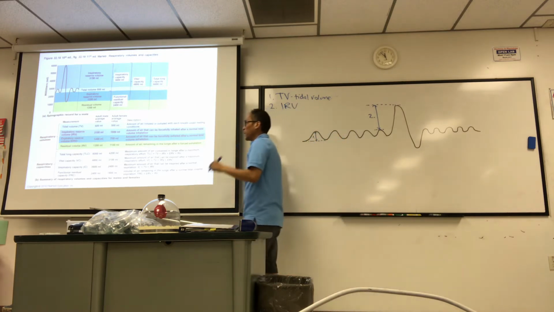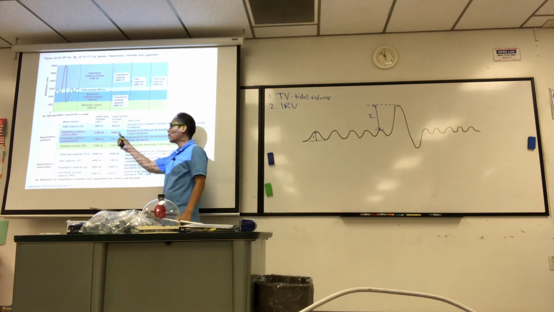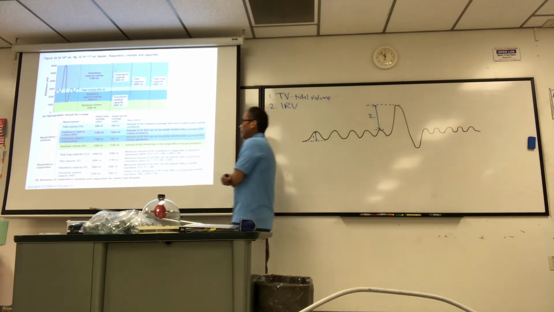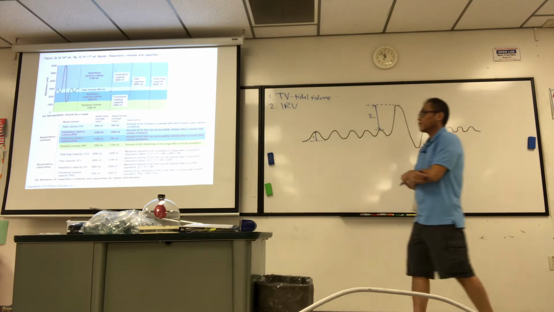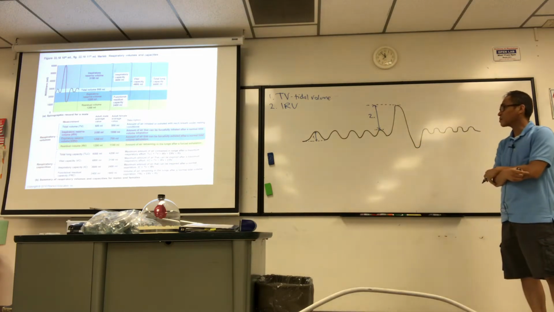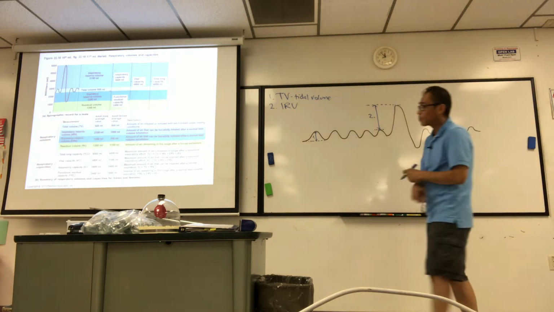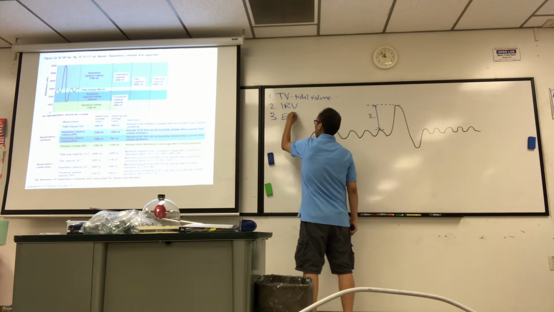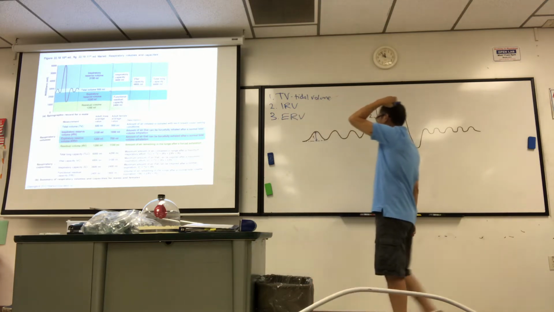It's about 3 liters for a man, 2 liters for a woman. On average, the female values are a little bit less because typically females on average are smaller than males, so they have smaller lung capacity. So move on to number 3, ERV. That's your expiratory reserve volume.